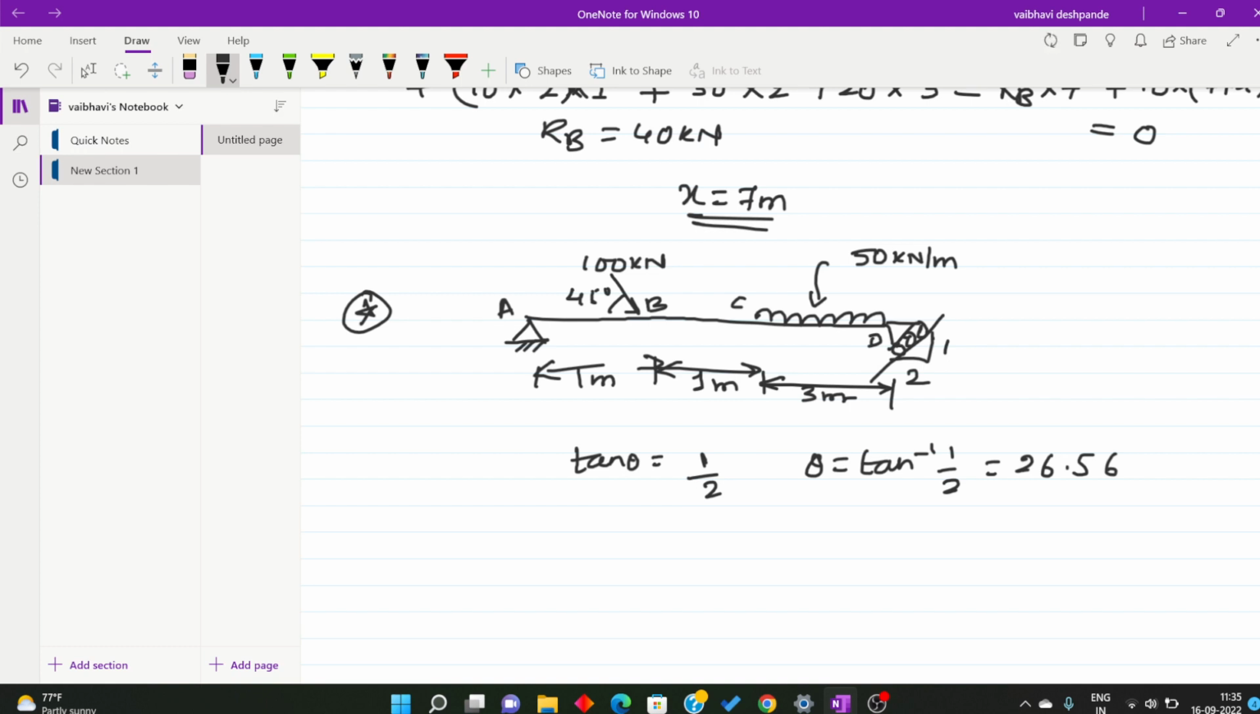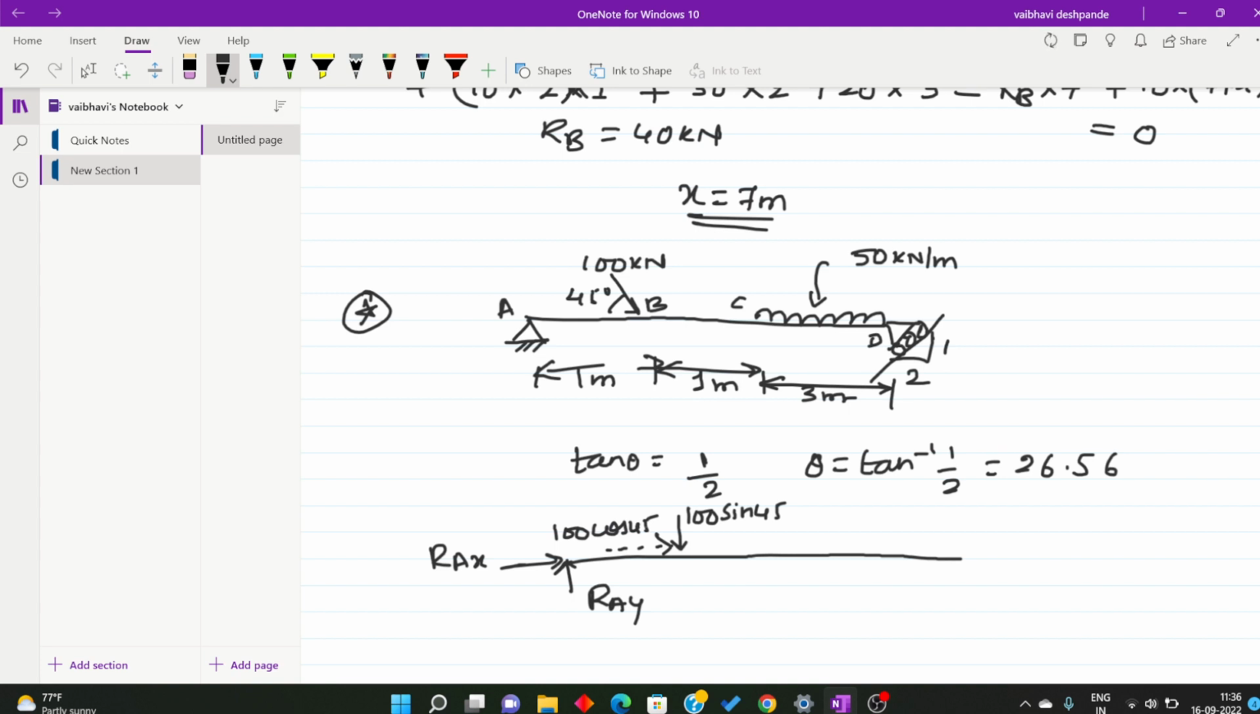Then let us simplify the sketch. RAY is the vertical reaction at the hinge support, and the horizontal one is RAX, right? Then let us resolve this 100 kilonewton. The vertical component will be 100 sine 45. The horizontal, which I will represent by a dotted line, will act along the beam, 100 cos 45.